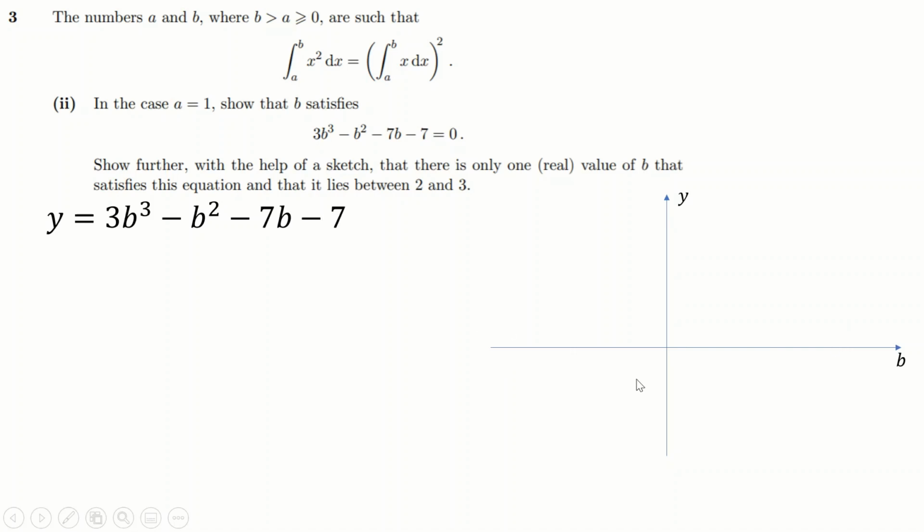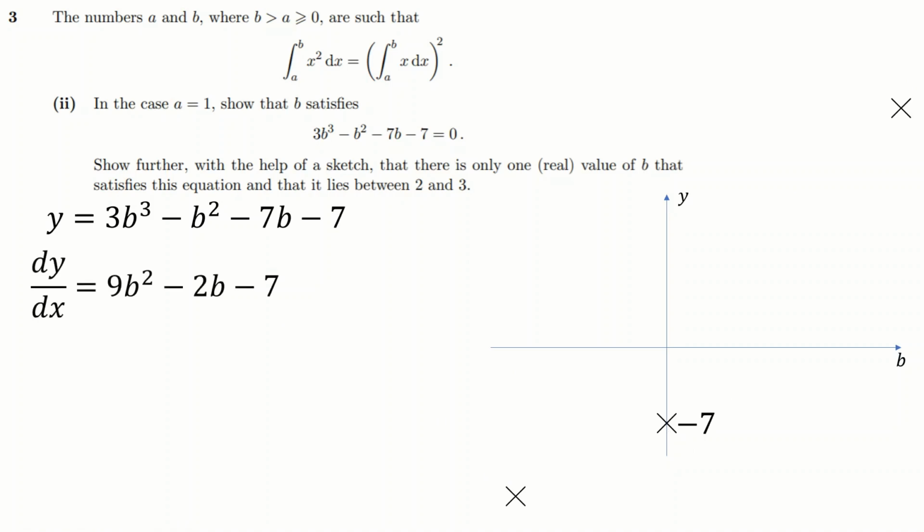The y-intercept is clearly minus 7, which is good. And now the other thing I can easily get is, well, this is a positive cubic. When b is massive, the cubic is all the way up here somewhere. When b is massive and negative, the cubic is down here somewhere. So I know it goes roughly in this area and it goes through this point here. Now to get the rest of the sketch done, we've done graph sketching in STEP before.